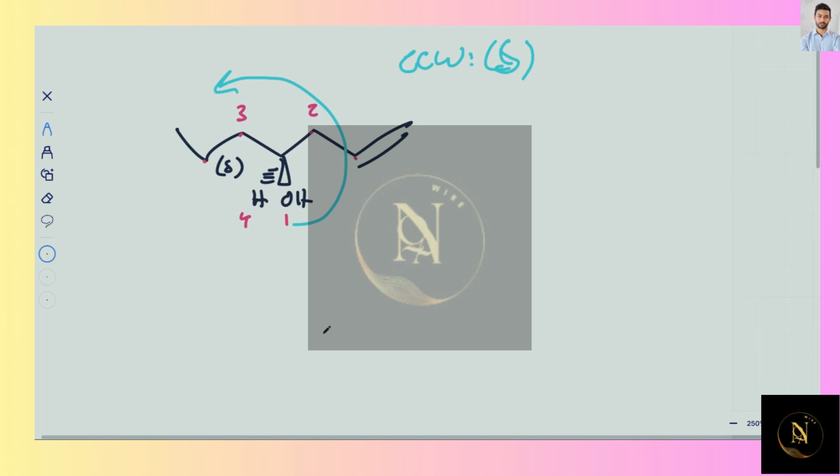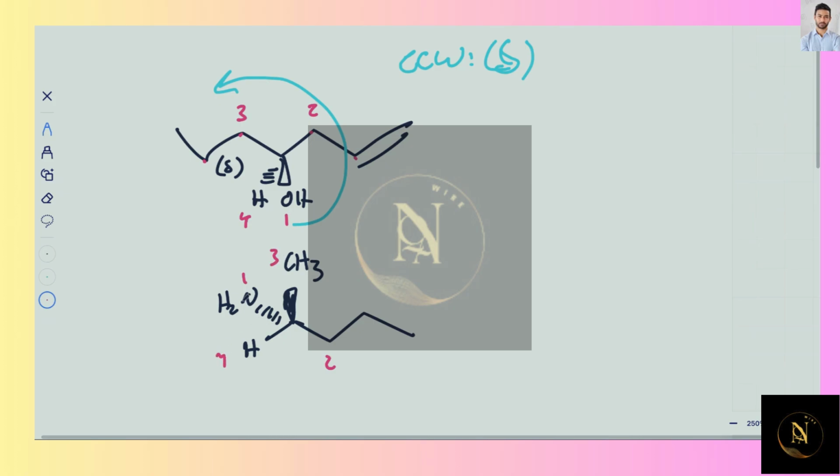Let's continue. Okay, first thing is assigning priority. Nitrogen is higher priority than any carbons. Then we're comparing CH3 to CH2. CH2 is higher priority. There we go.